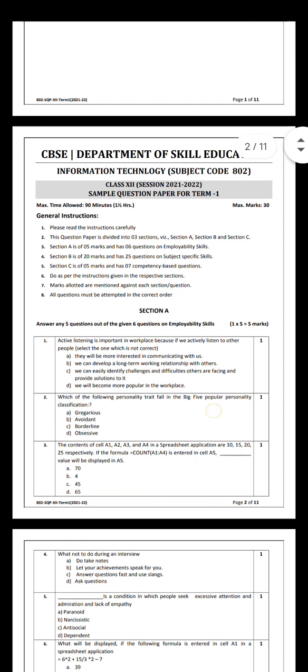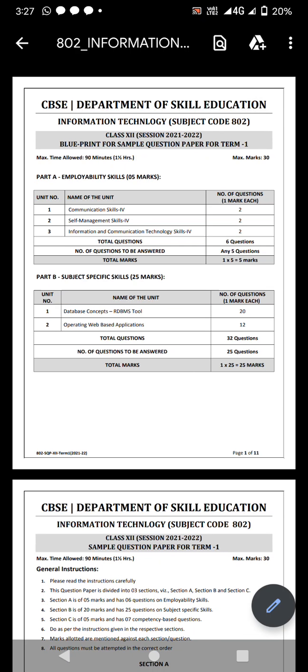attempt these questions. So this was all about your sample question paper of this particular subject, that is information technology, subject code 802. If you want to view another subject, then similarly you can go through the website and easily see the sample question paper with its marking scheme.